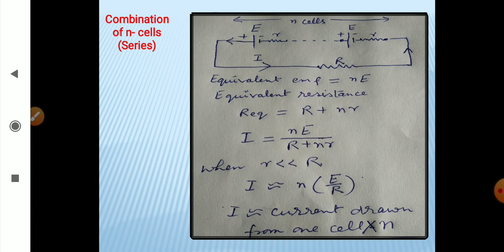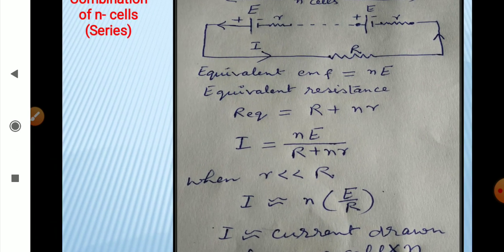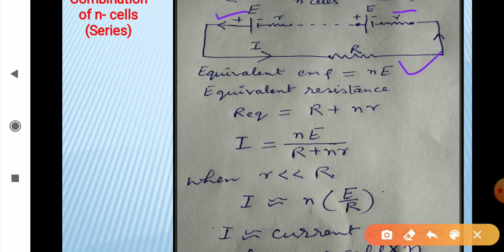So we can generalize it further by taking n cells in series. So let us take this case. We have taken n cells connected in series. So since they are connected in series and we have taken them along the same direction, the equivalent EMF in the circuit becomes n into E.